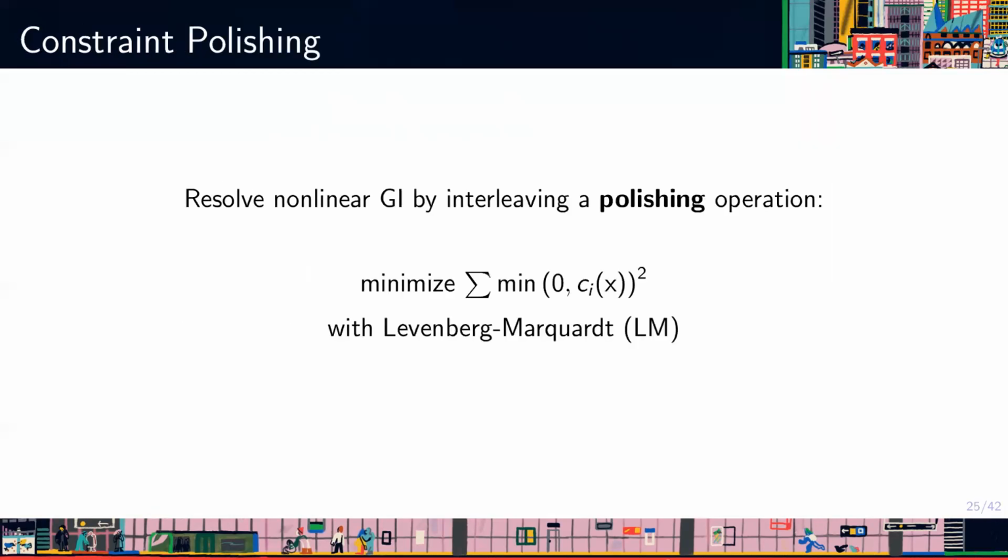So to deal with the nonlinearities, we take the output of the global step and process it with a subsequent constraint polishing operation. This amounts to a minimization of the constraint residuals, and we found that Levenberg-Marquardt is effective for this task.